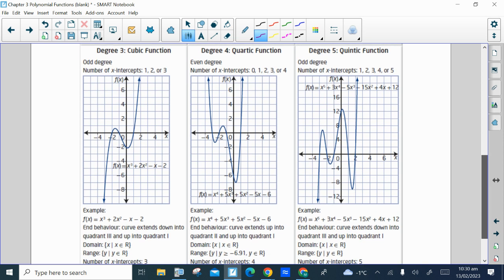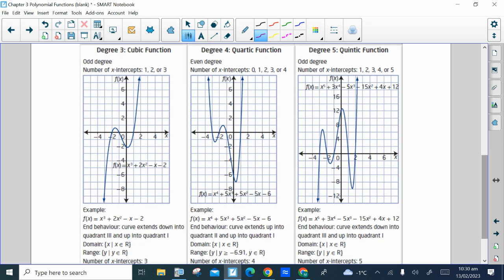Same thing with the quartic, the 4th degree. Looking at that graph there, it has 4 x-intercepts. You could shift it down a couple units, and then it would only have 2 x-intercepts, but the maximum number it would have would be 4. So the degree will tell us the maximum number of x-intercepts.